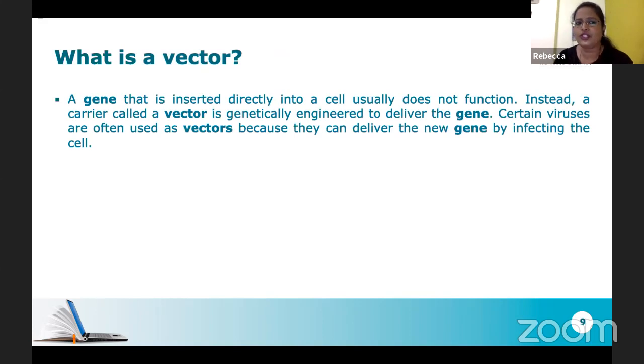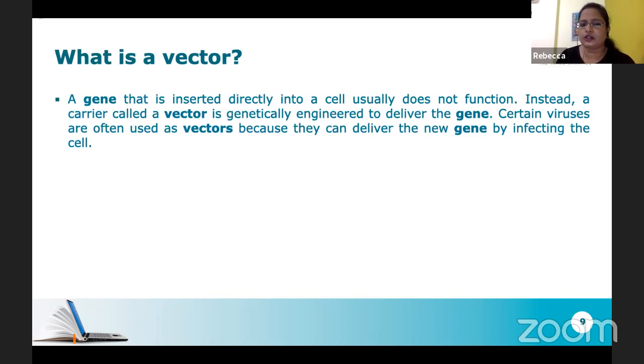So what is a vector? A gene that is inserted directly into a cell, as I told you, usually does not function, so a vector is a carrier that is genetically modified to deliver the gene. In simple words, I can give you the example of Swiggy. Swiggy acts as a vector. They bring whatever we need to our house. We do not get it directly. We would have to go and pick all the things and prepare a good meal in the kitchen. Instead, we order, and the food is connected to us through Swiggy. It is the same thing. The vector acts as a Swiggy connector to transfer the gene into the defective part.